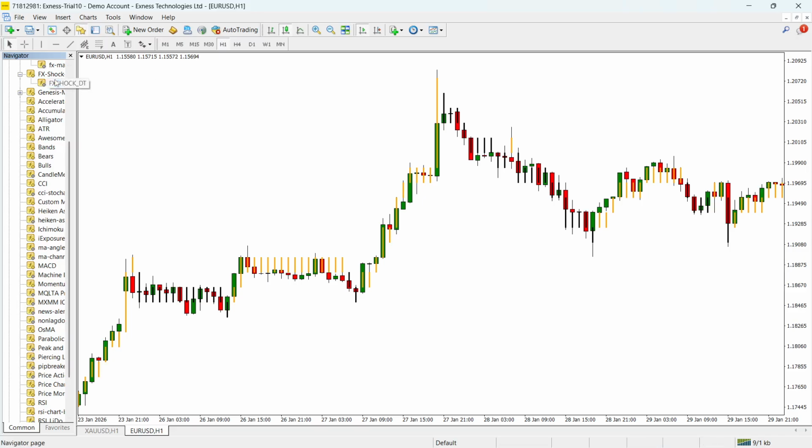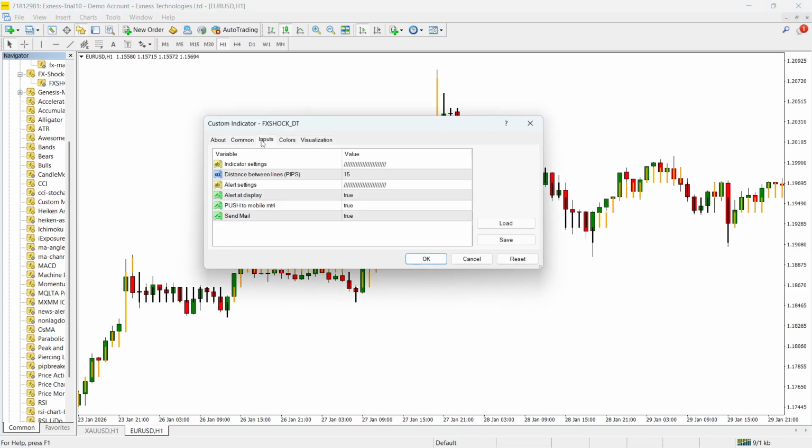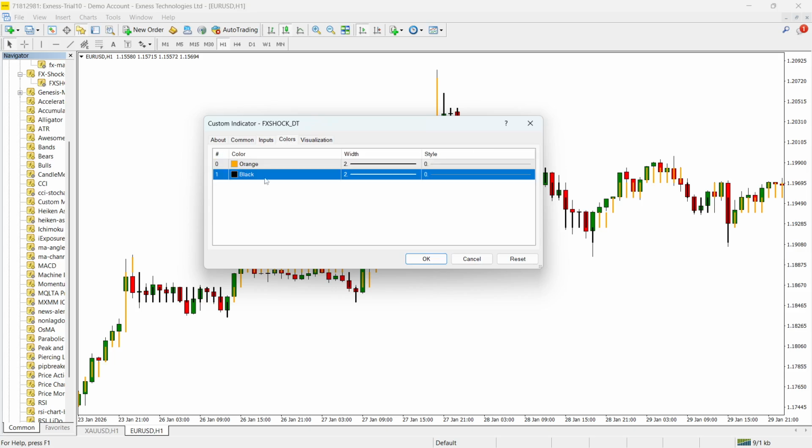As for the indicator settings, let's see what we have at the inputs. Alright, so we have the distance between lines, pips. We have our alert settings: alert display, push to mobile MT4, and send mail. So those are our options. We can also change the colors for the blocks on the price bars so it fits in or stands out clearly with our MT4 chart theme.